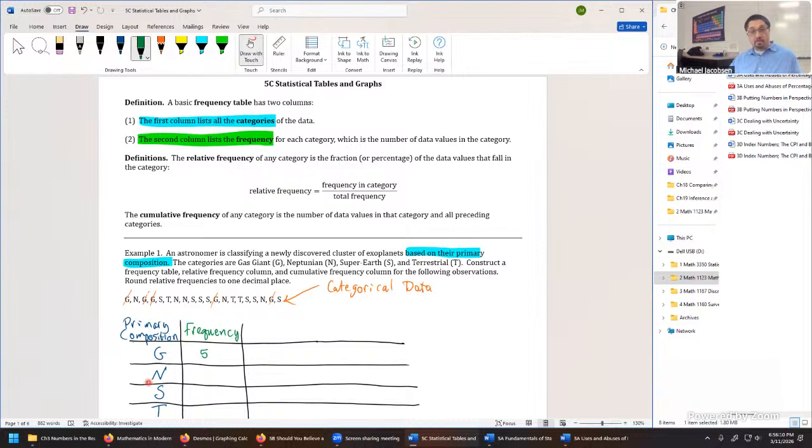So now we're looking into the number of Neptunian planets, and we are spotting 1, 2, 3, 4, looks like 5 again on this one. So 5 goes into that frequency. Let me double check. 1, 2, 3, 4, and 5. That looks about right. And then on we go down the line.